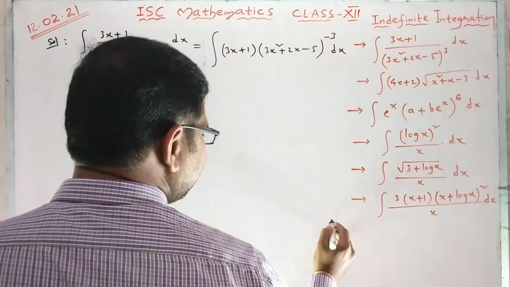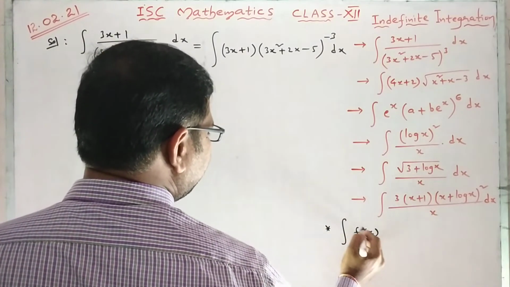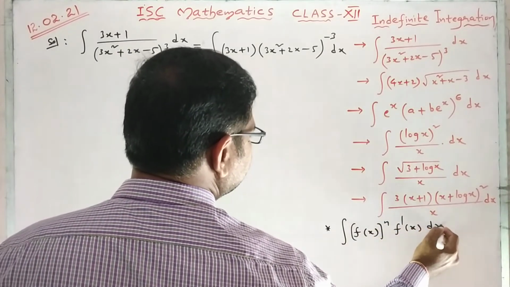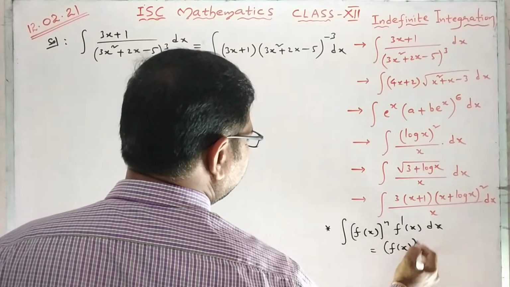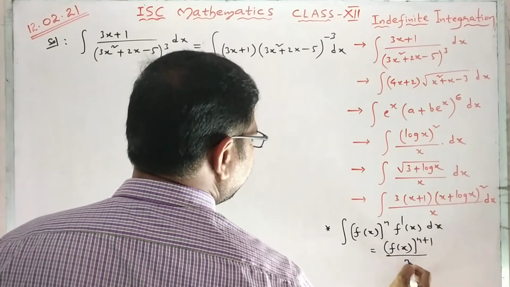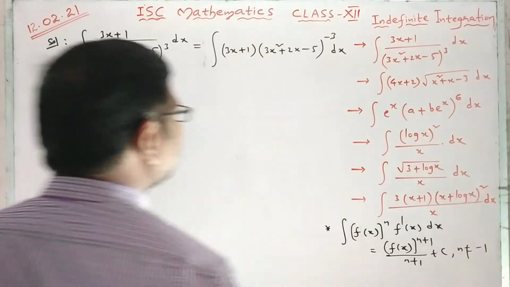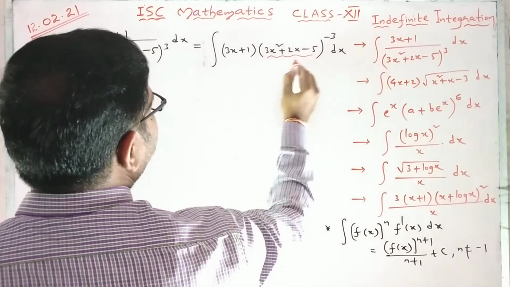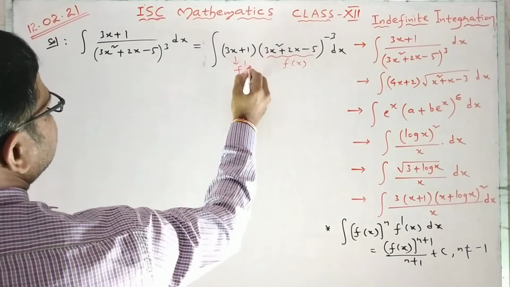Now, what is the formula we are going to use? Integral f of x whole to the power n into f dash x dx equal to f of x whole to the power n plus 1 upon n plus 1 plus c, where n not equal to minus 1. Now, is this function in the form of that integral? Let me take this is f of x, this is f dash x.